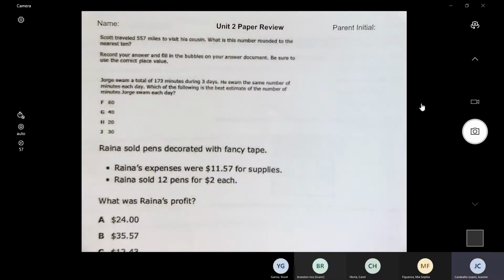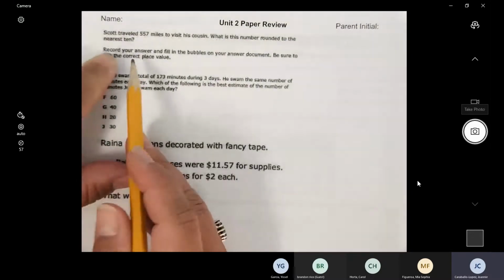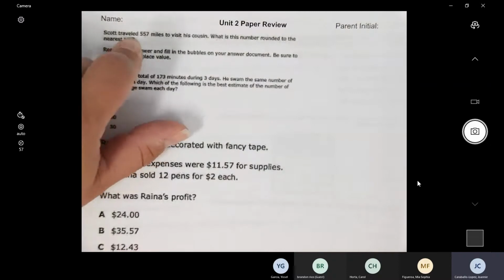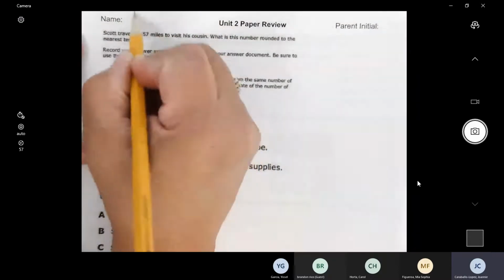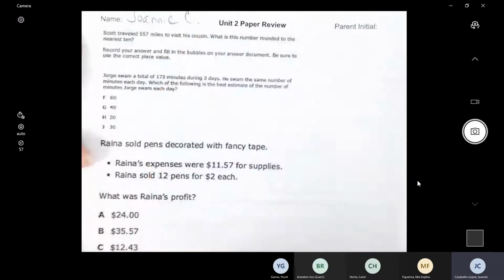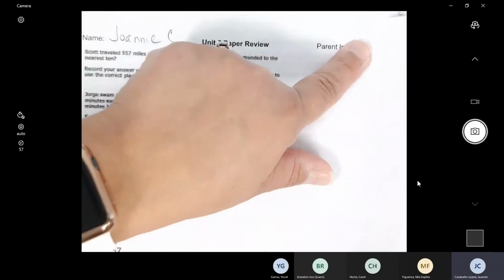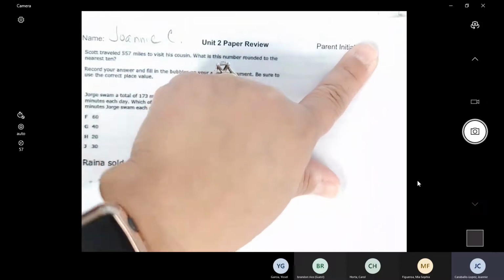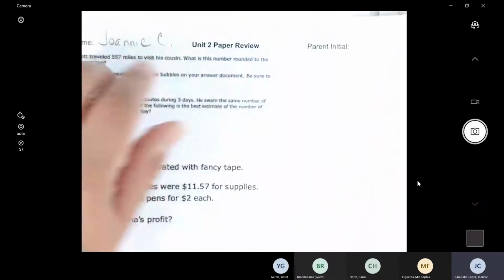All righty, we're going to try this one more time, guys. All right, so I am sharing my screen with you, and we are looking at Unit 2 review, right? So let's go over this problem together. I'm going to read it, and then I'm going to give you a couple seconds to work it out. I want to see your name here, okay? And then your parents are going to initial this. So if you are here physically, your parents will initial this, and I will get this tomorrow, which means that you went home and you reviewed for the test.